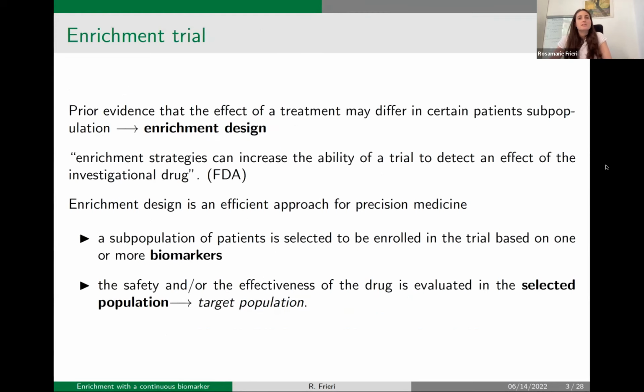When there is prior evidence that the effect of a treatment may be different in certain patient subgroups, enrichment design is an efficient approach to target the patient subpopulation. This is also supported by Food and Drug Administration guidelines, according to which enrichment strategies can increase the ability of a trial to detect an effect of the investigational drug. So, enrichment design is an efficient approach for precision medicine. In this kind of trial, usually a subpopulation is selected to be enrolled in the trial based on one or more biomarkers, and then the safety or the effectiveness of the drug is evaluated in the selected population. We will call that selected population the target population in what follows.